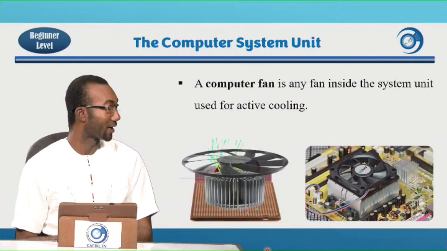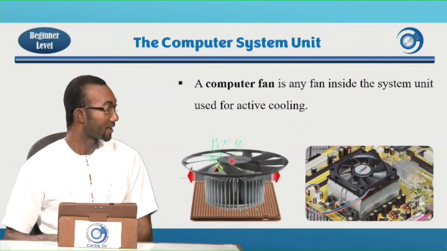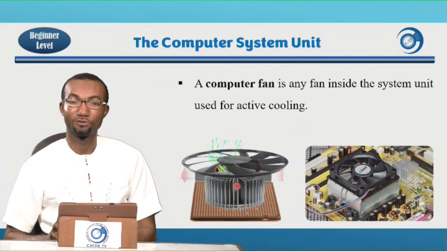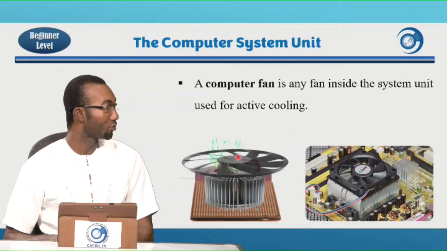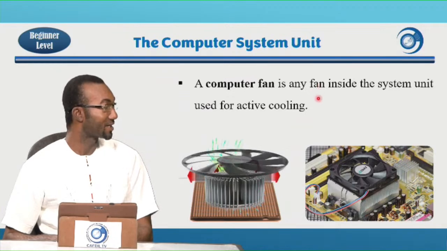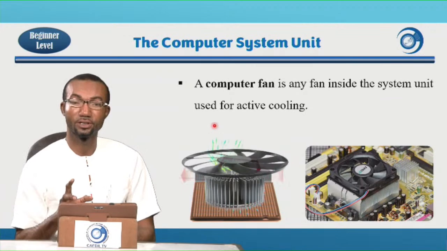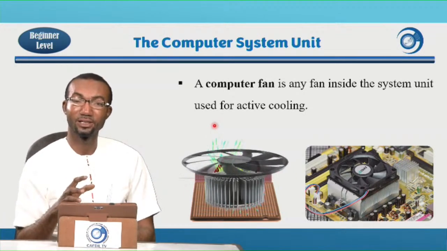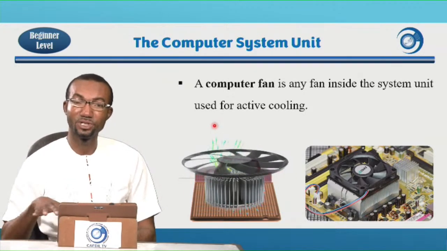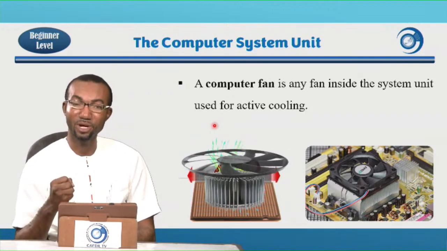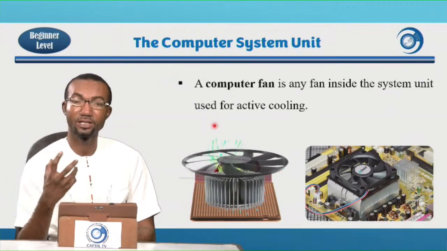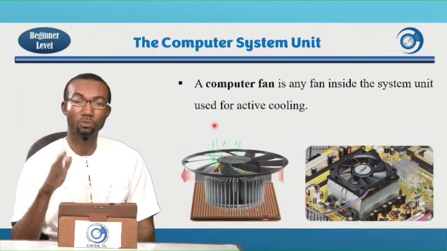Now what about the fan? As the heat sink draws the heat from the processor, the fan also blows the heat away, as you see. So a computer fan is any fan inside the system unit used for active cooling. It makes sure that inside the system unit, the heat that is generated by the CPU, the heat sink draws the heat and the fan will blow it away.